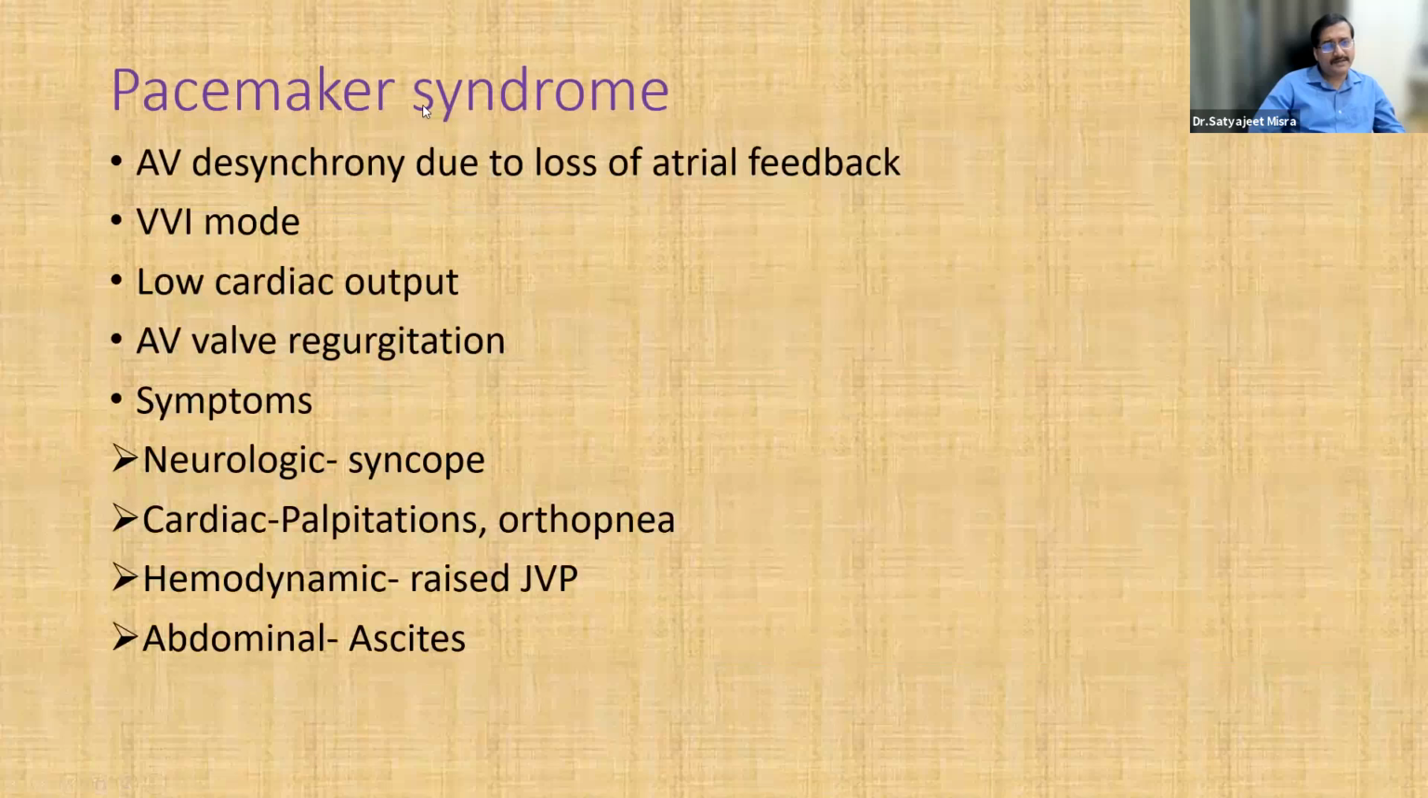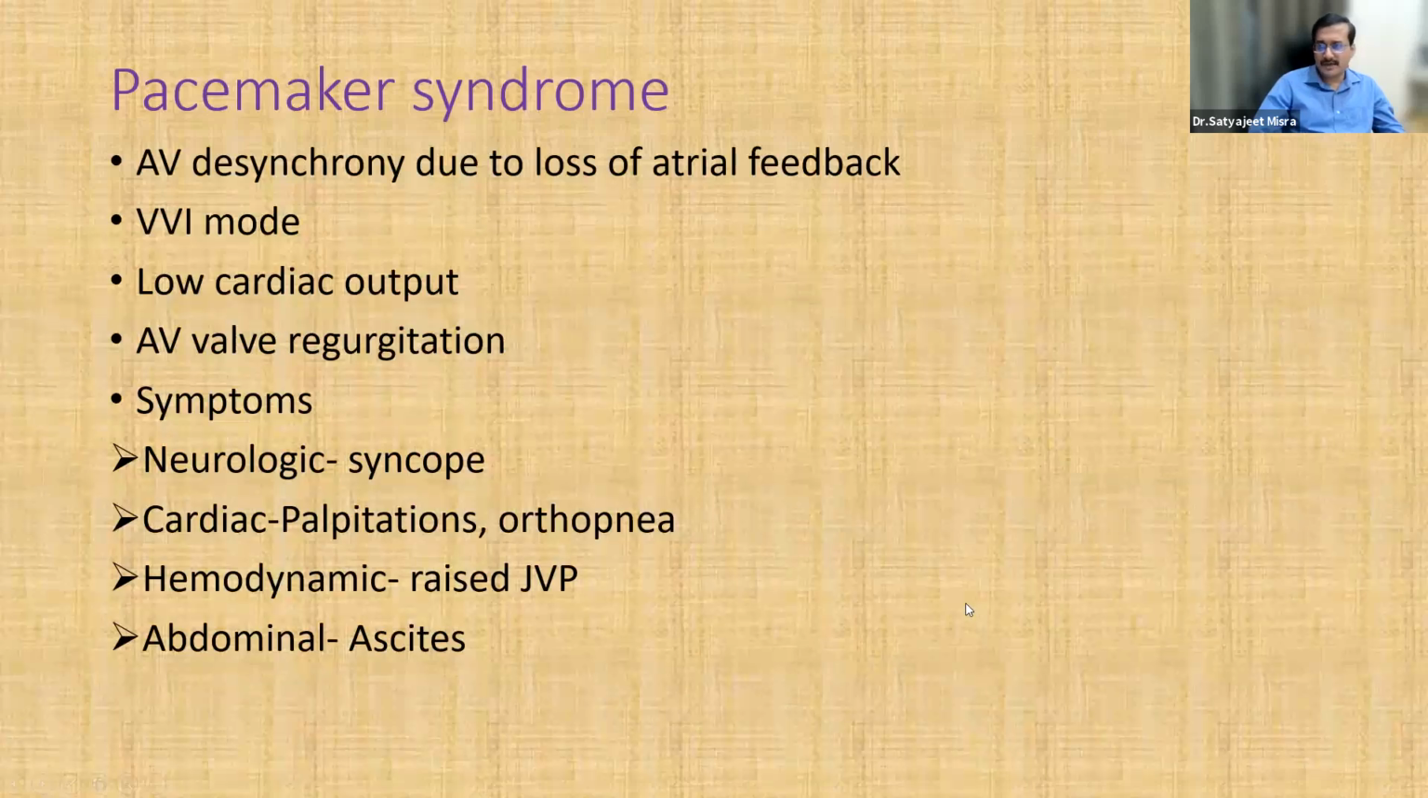So pacemaker syndrome occurs because of AV desynchrony due to the loss of the atrioventricular feedback, and it's usually seen in the ventricular modes. These patients can go into low cardiac output and AV valve regurgitation. The symptoms will be neurologic: they'll have syncopal attacks, palpitations, orthopnea, and so on. And the features will be like tricuspid stenosis or tricuspid regurgitation. You'll have raised JVP, you'll have ascites, and so on. So that's what pacemaker syndrome is.